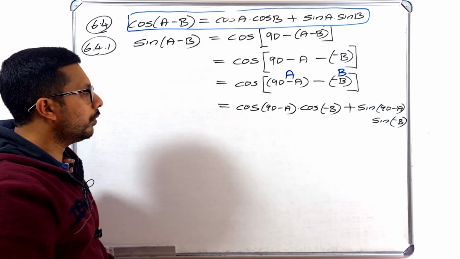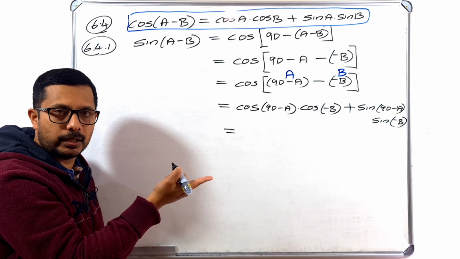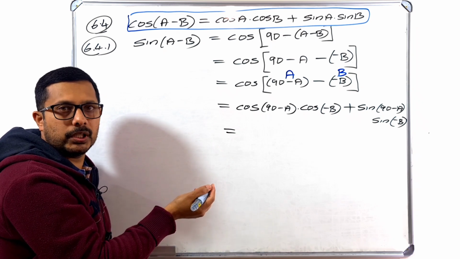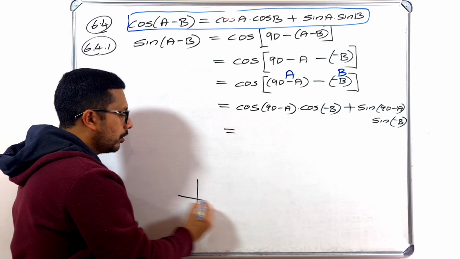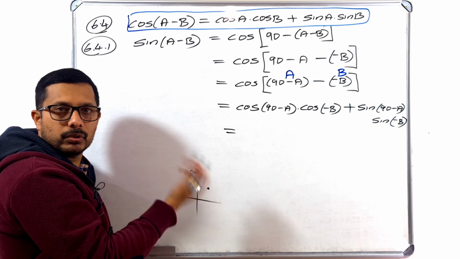Now 90 minus a is in which quadrant? 90 minus means first quadrant. In the first quadrant all are positive. But if it is based on 90, you have to change to its cofunction.